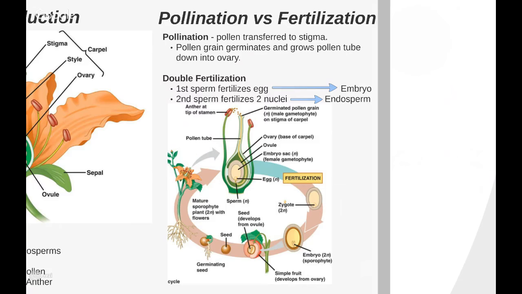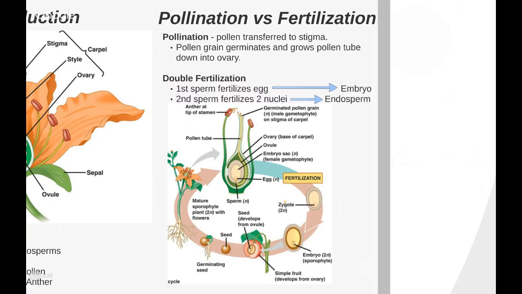That pollen grain contains two sperm cells in flowering plants. The first sperm cell fertilizes the egg, which results in the embryo, and then the second sperm cell fertilizes the two polar nuclei in the ovary or in the ovule, which results in the endosperm. And the importance of that endosperm, again, is its nutrition for that growing, developing embryo, so it can germinate underground and grow into a new plant before it can photosynthesize.